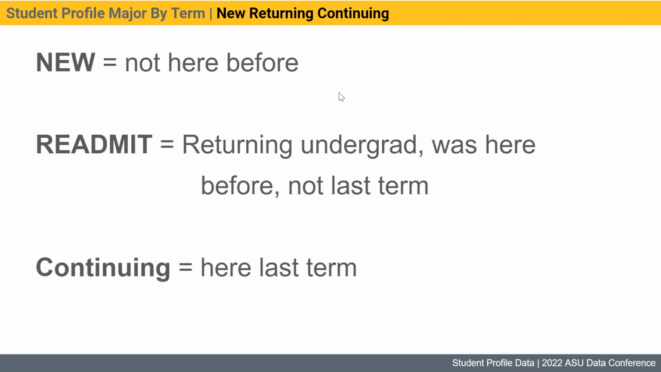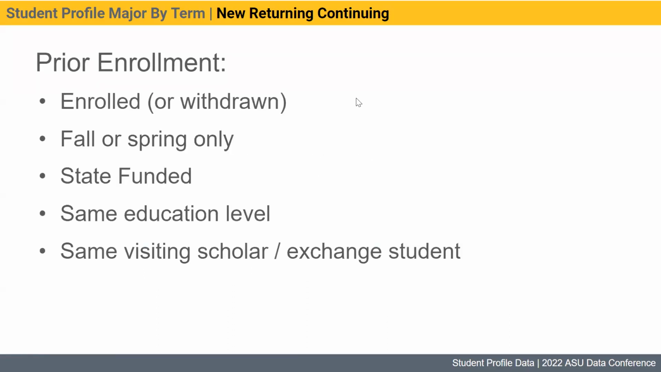Good question. The question is, does summer count? No. Summer is not required at ASU. It's not required for continuous enrollment, and it's not a factor in the institutional analysis reporting of new, returning, and continuing. So summer doesn't count. They can be new in the summer, and then I say they're new again in the fall. And as far as being continuing in the fall, summer doesn't count. They would have had to be here the prior spring.